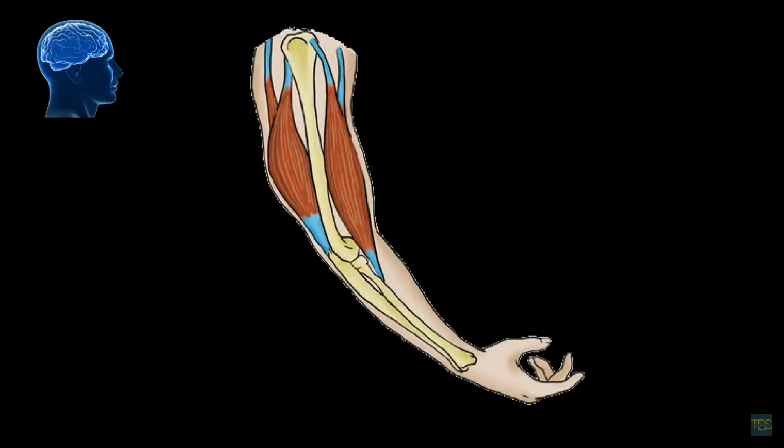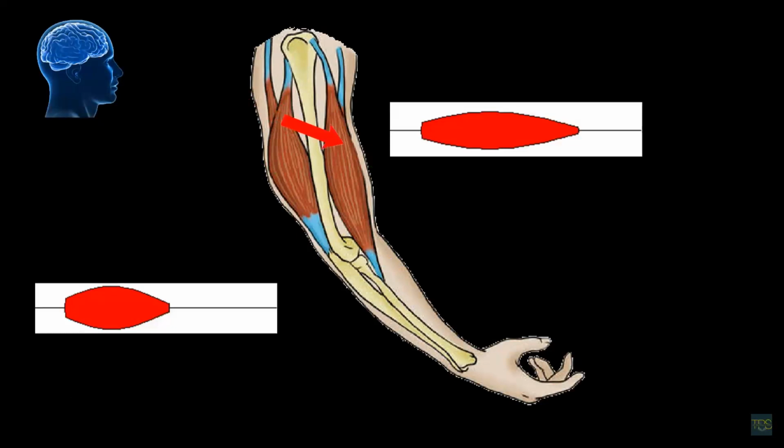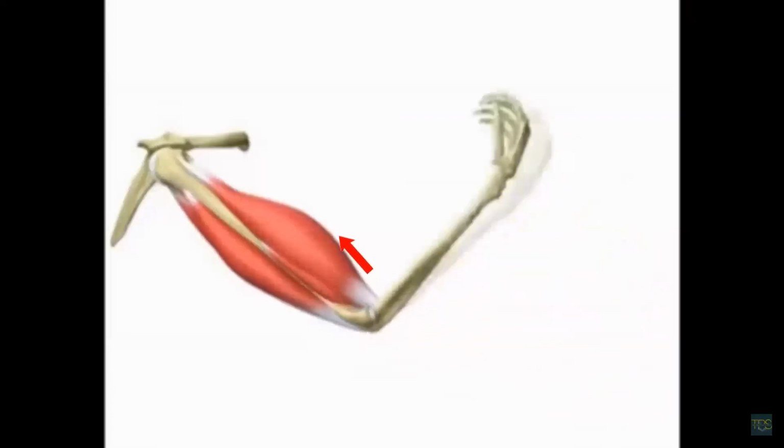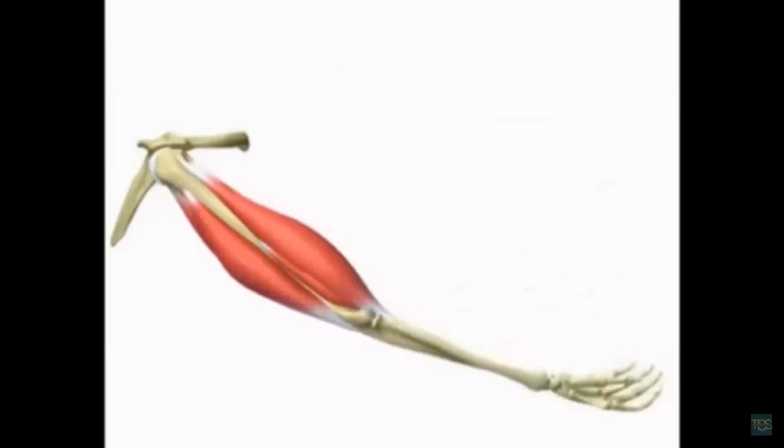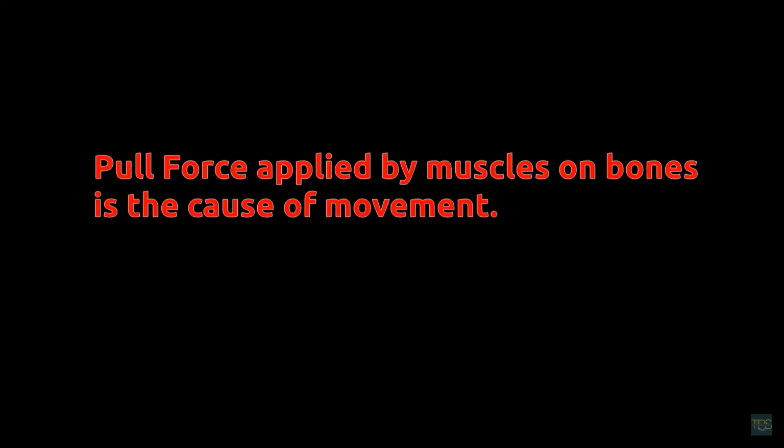When we want to lift something with our arm, our brain sends a signal to the biceps muscle to contract and the triceps muscle to relax. When the biceps contracts, its length decreases and the bone attached to it gets pulled. In this process, relaxation of the triceps muscle provides extra length so that the bone can easily move. Muscles apply pull force on bones by contraction, which results in movement.